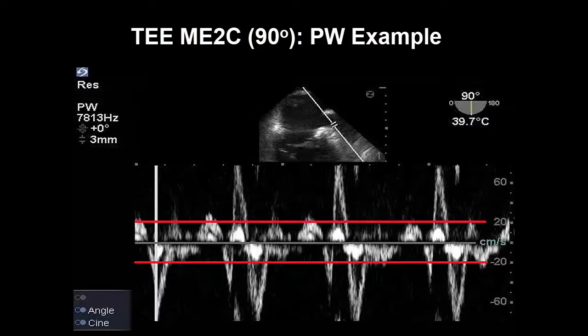This is reassuring because we use a cutoff of 20 centimeters per second, indicated by these red lines above and below the baseline, and we see that the flows for the left atrial appendage are much larger than the 20 centimeter per second cutoff, indicating that these flows are less likely to be niduses for clot formation.